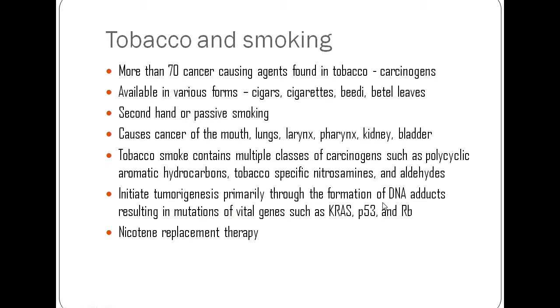Okay, the compounds present in tobacco are carcinogens, and they include compounds like polycyclic aromatic hydrocarbons, nitrosamines, aldehydes, and then nicotine. All these compounds have the ability to form DNA adducts. That is, these compounds enter the cell cytoplasm and then the nucleus, and there they bind with the DNA directly, and it results in mutation. Okay, so genes like KRAS, P53, and PRB are the main targets of the compounds present in tobacco.